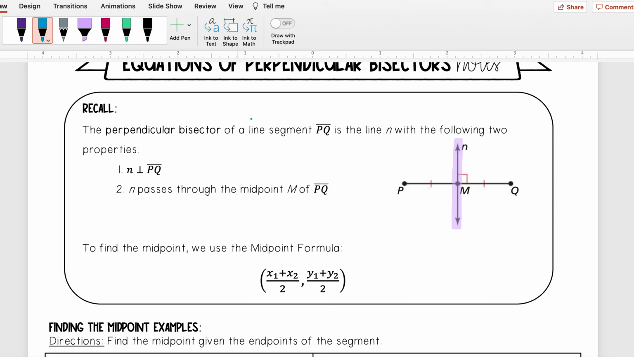I see that it is perpendicular because I have this right angle that is being formed, and I see that it is going through the midpoint M of PQ. And I know this is the midpoint because it's really essentially cutting the segment in half so that I get two congruent segments, which I know are congruent because of those tick marks that are noting it as so.